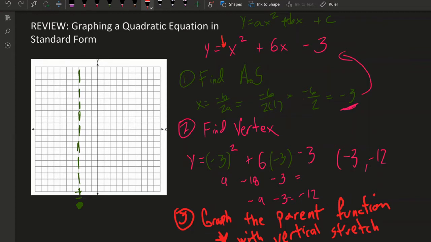So remember, starting at the vertex, the parent function is going to go right 1 and up 1, right 2 and up 4, 1, 2, 3, 4, and then it's going to go right 3 and up 9, 1, 2, 3, 4, 5, 6, 7, 8, 9. So I'm just going to mirror that on the other side because that's what the axis of symmetry does. And then I'm going to connect those dots, and that is the graph of y equals x squared plus 6x minus 3.